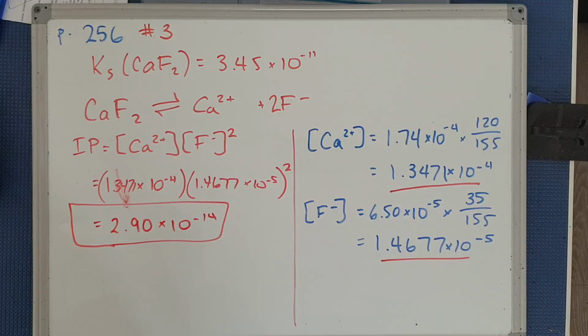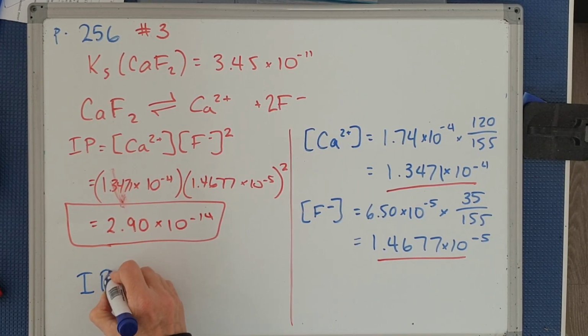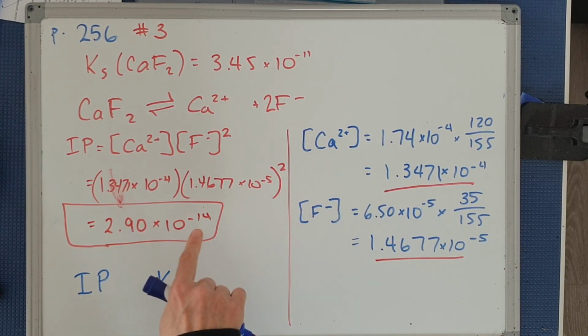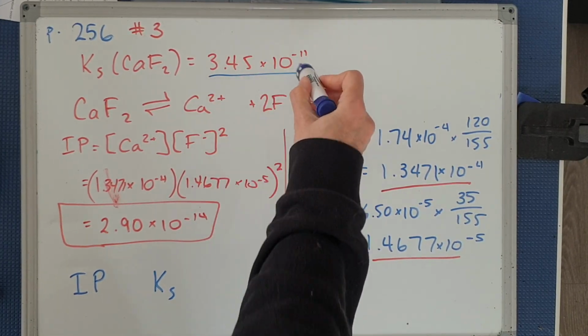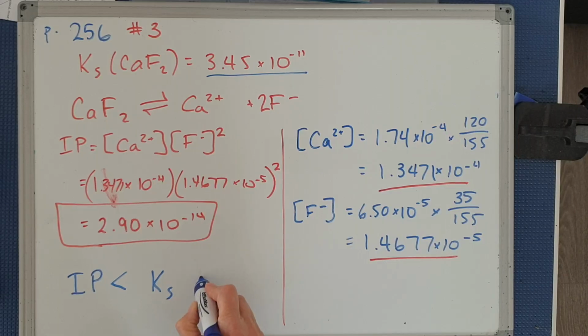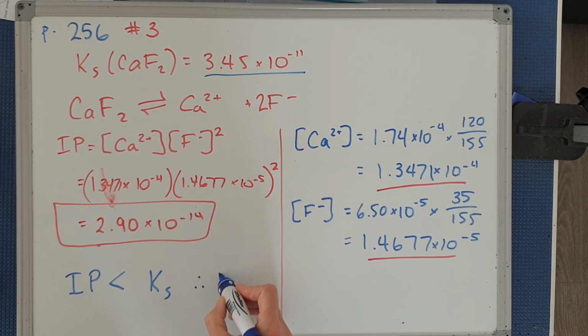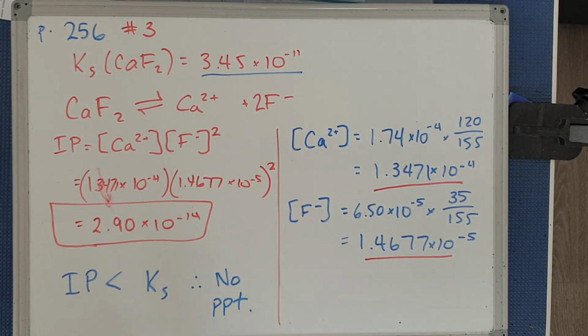That's my IP. So not quite finished yet, because we still need to see if we're going to have a precipitate. Remember, we're going to compare my IP to my Ks. My IP is 10 to the negative 14, where my Ks is only 10 to the negative 11. So my IP is less than the Ks. Therefore, no precipitate. And that's how you do number 3.